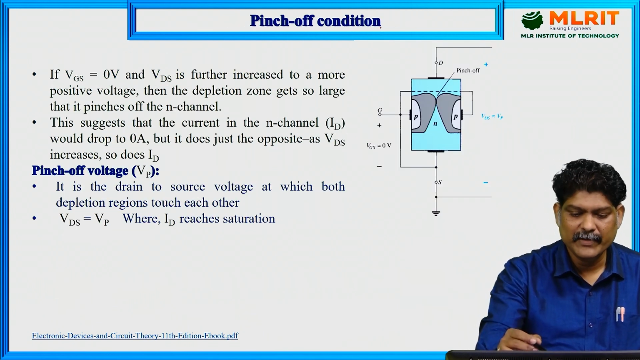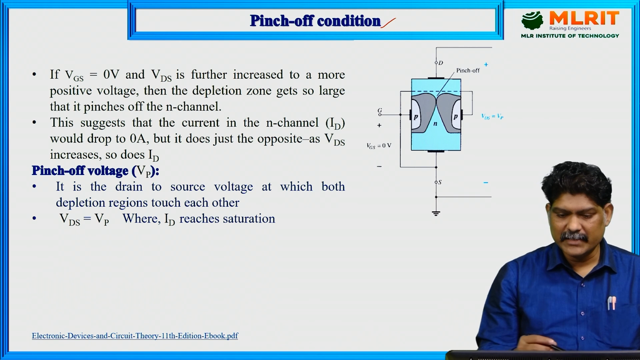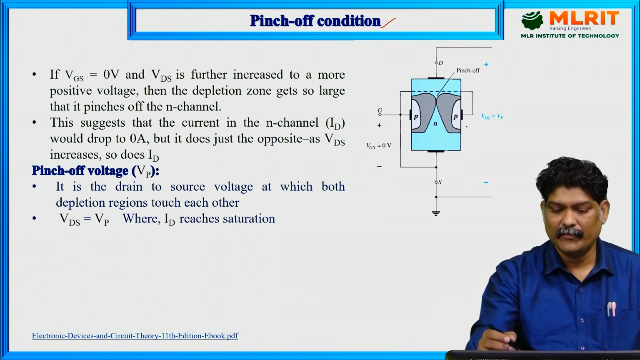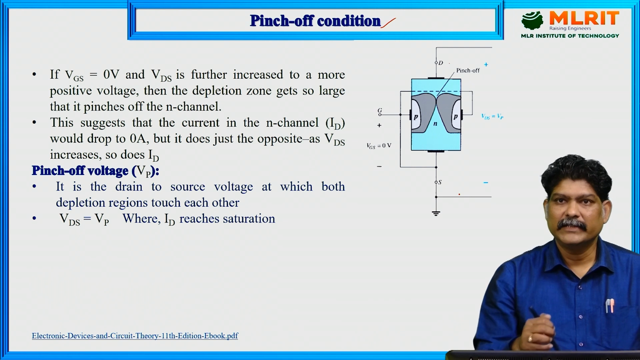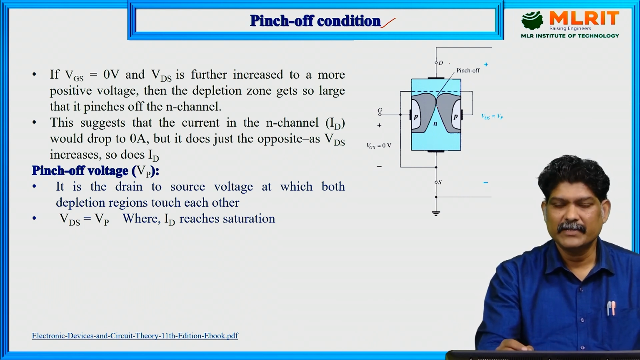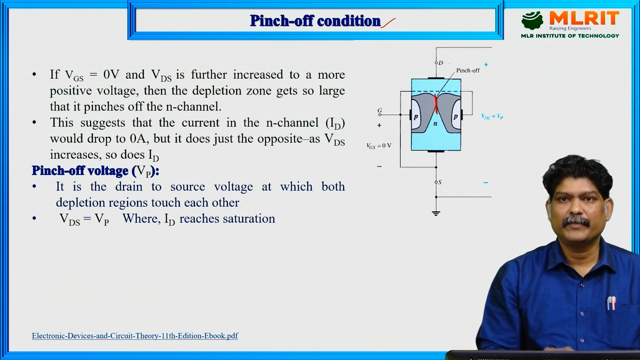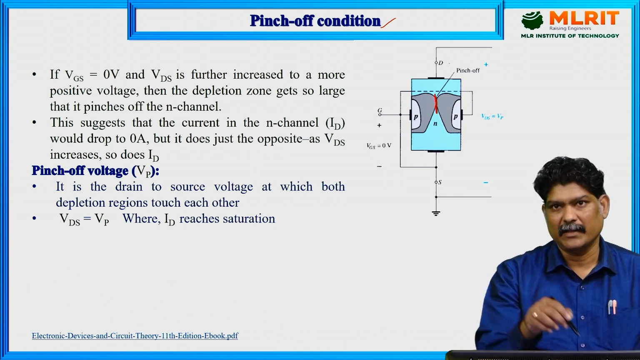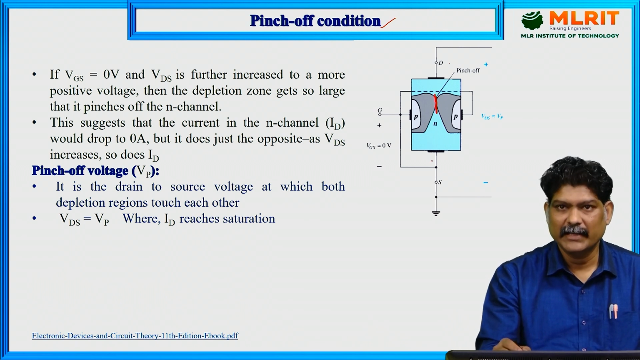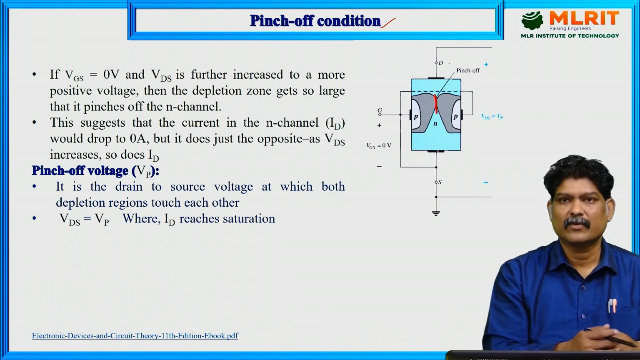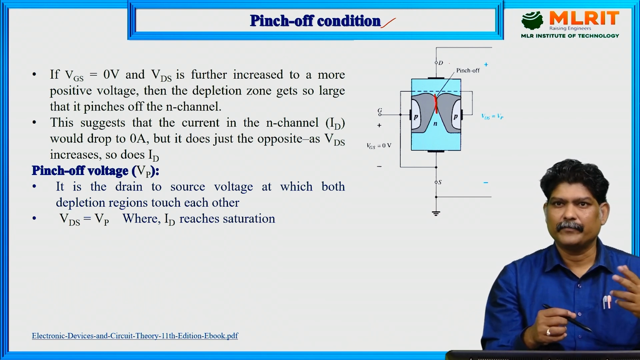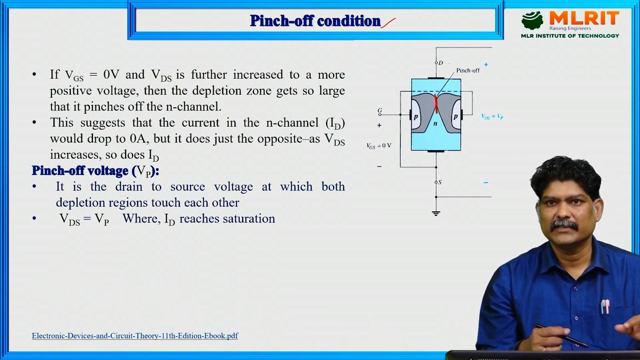Now what is pinch off condition? So as we have discussed here, as we increase the drain to source voltage to a particular value, there is a chance of a situation where both depletion regions touch each other. That means they pinch off the channel. Both depletion regions pinch off the channel. So in that case, the situation is called pinch off condition. What do we mean by pinch off condition? We can say in 2 ways we can define this pinch off condition.